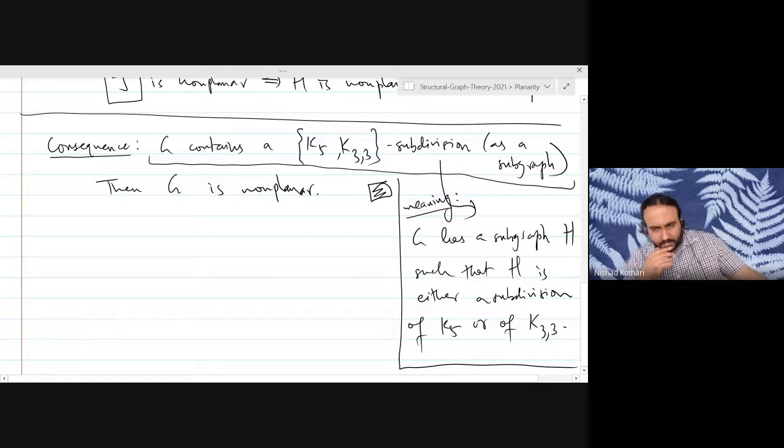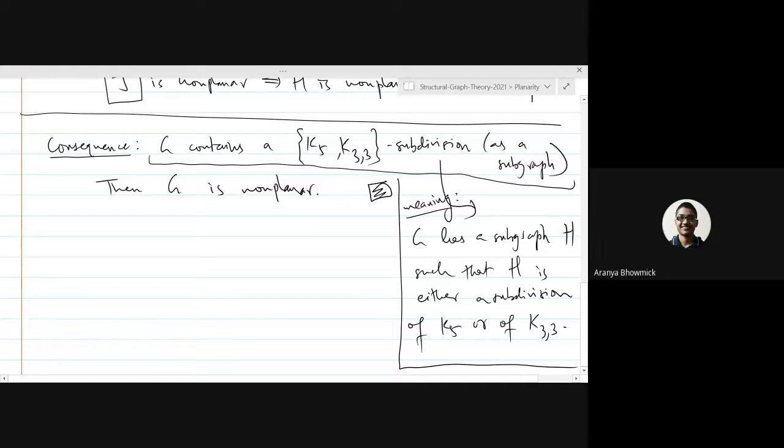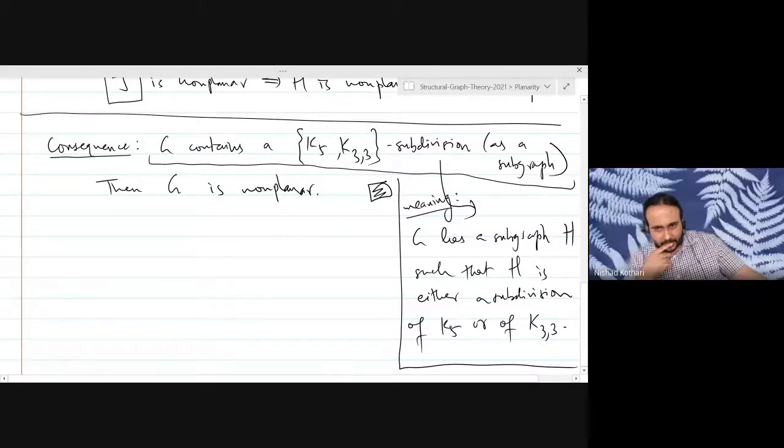That's right. This is assuming that K33 is non-planar, which is a do-it-yourself exercise, and K5 is non-planar, which you have already proved. Okay, so once we prove that K33 is non-planar, then it will follow that G is non-planar. That's right. So why should we care about K5 and K33?